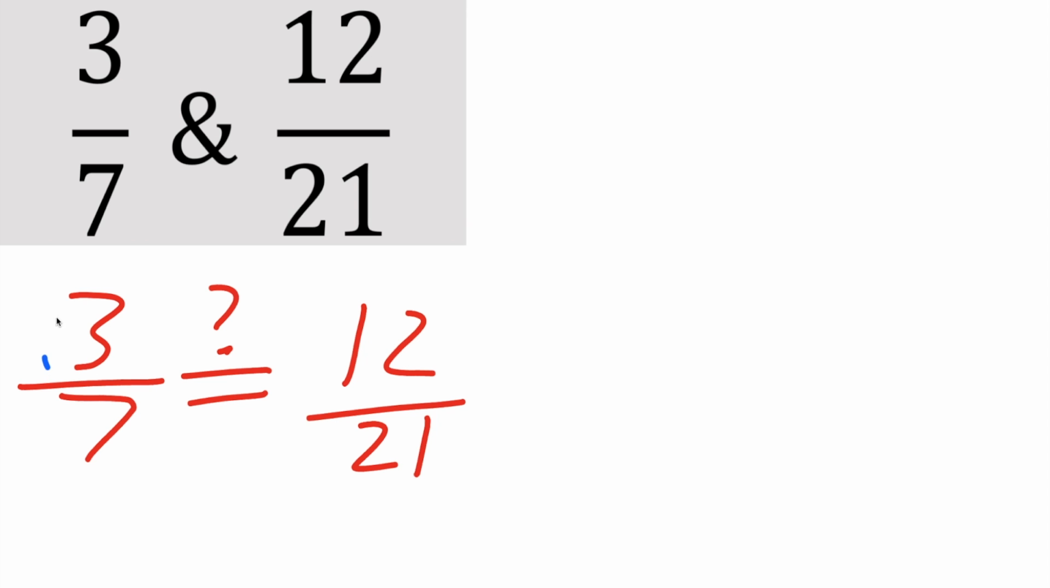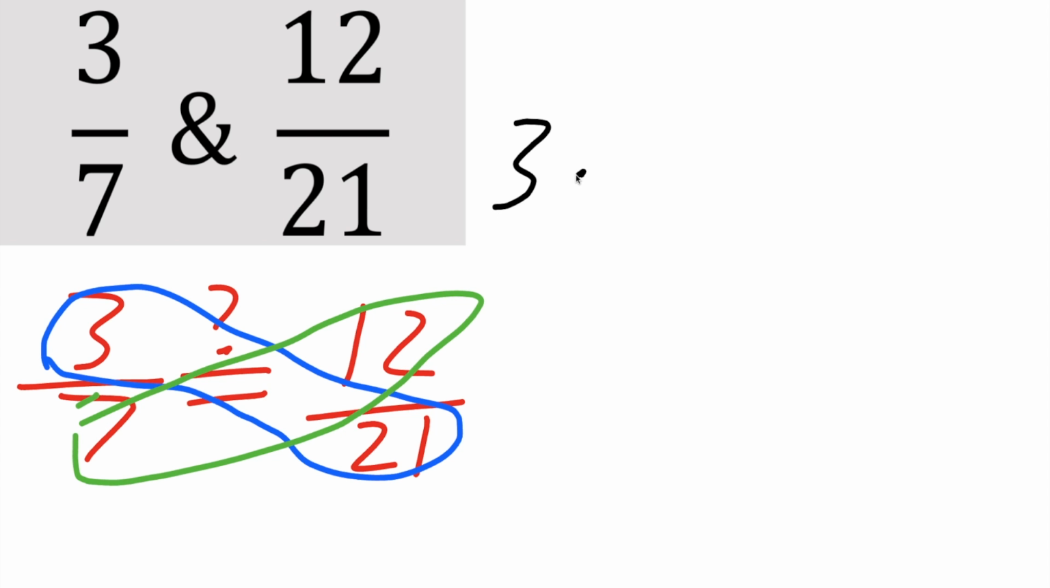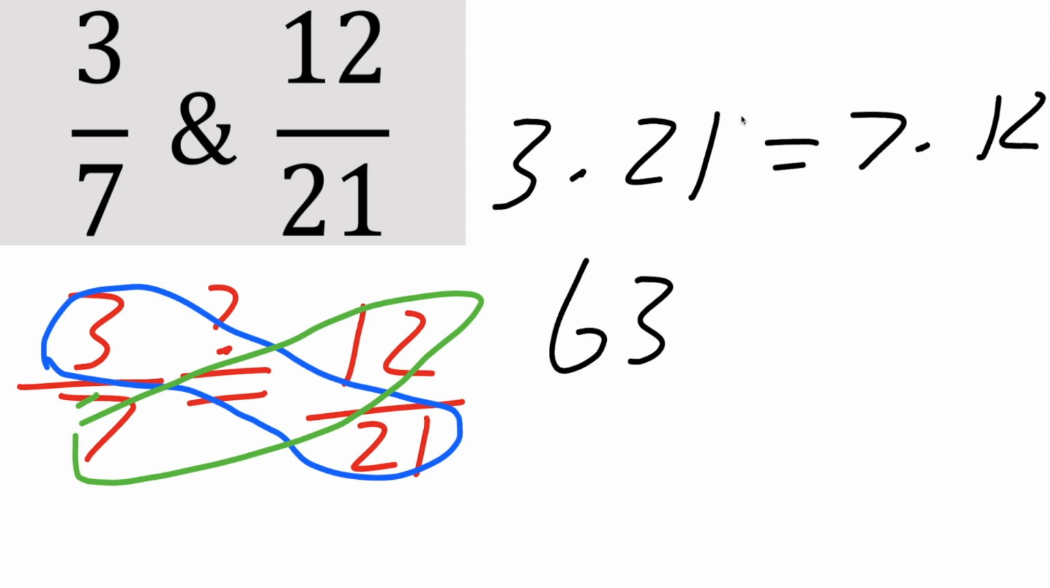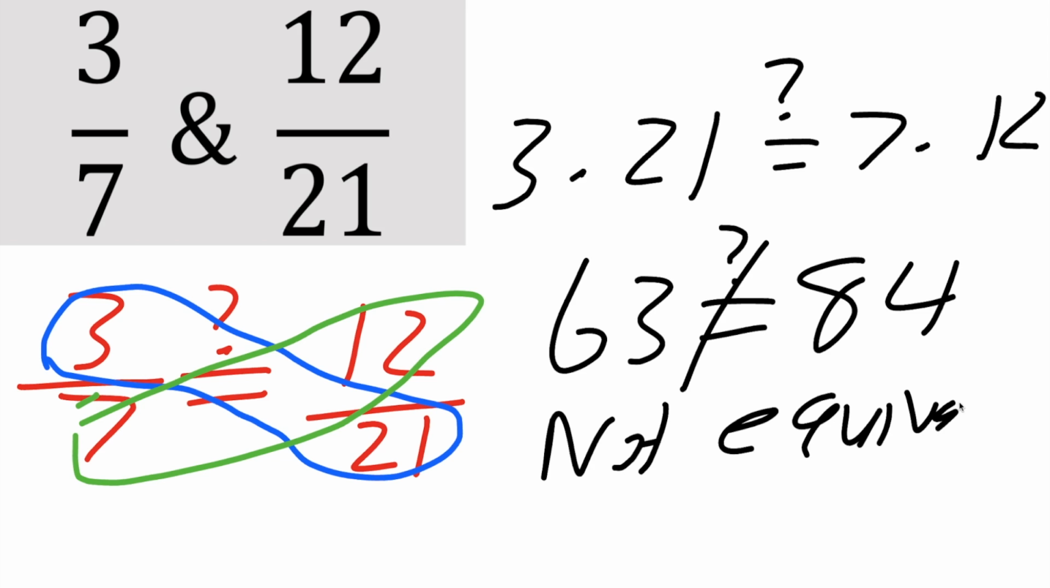Then we multiply the diagonals, so 3 and 21, and 7 and 12. So 3 times 21, is it equal to 7 times 12? Well, 3 times 21 is 63. I'll put a question mark. We don't know if it's true. And 7 times 12 is going to be 84. So they're not the same. So not equivalent. And again, we'll have one more problem.